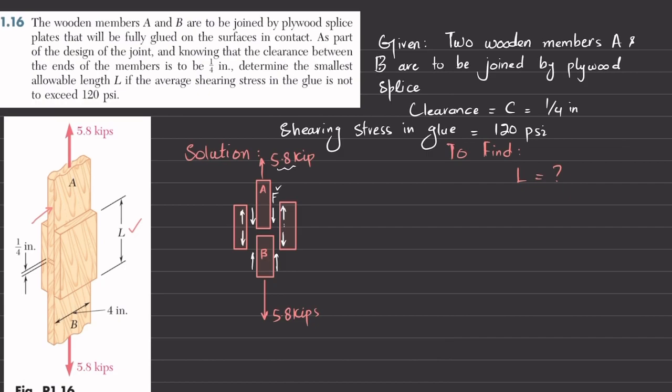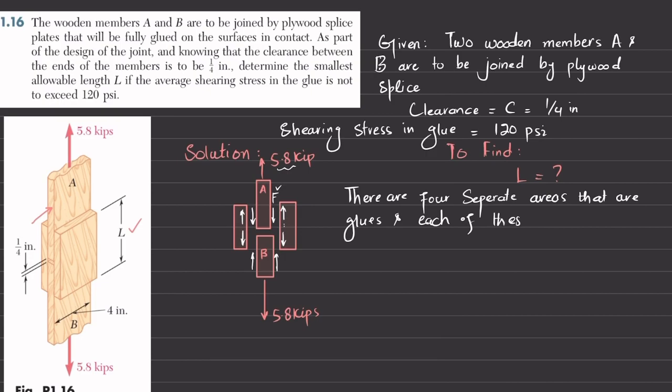So I will write that there are four separate areas that are glued, and each of these areas transmits one half of 5.8 kip force. I will repeat it.